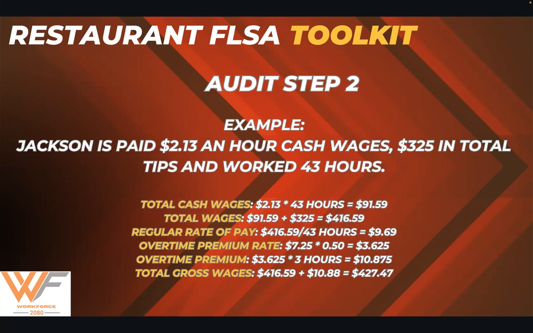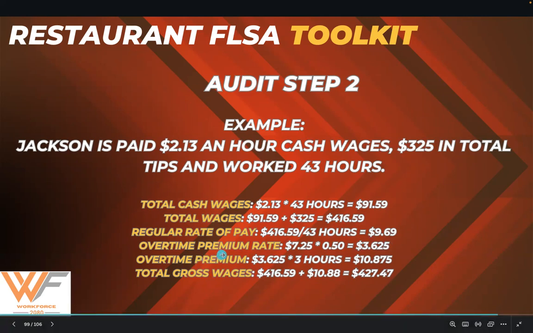Now remember, after we find the total wages, we got to go to find the regular rate of pay to see if this person is paid at least minimum wage or higher. So we take those total wages, divide it by the number of hours, and guess what? State or federal minimum wage in this case is $7.25 an hour. So he's paid $9.69 an hour. So that tells me he is above minimum wage. So he is actually in the clear.